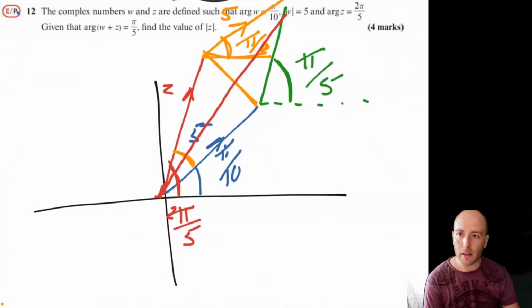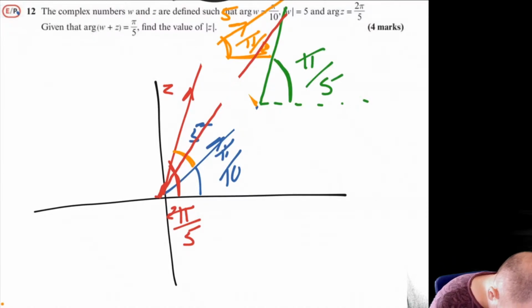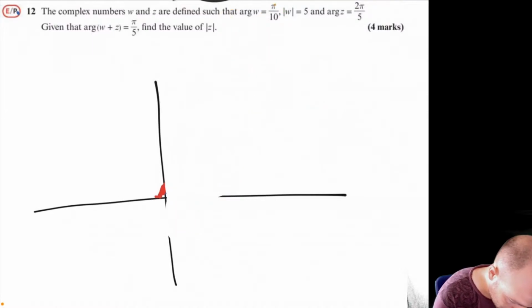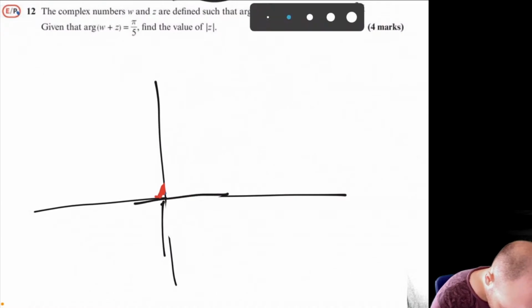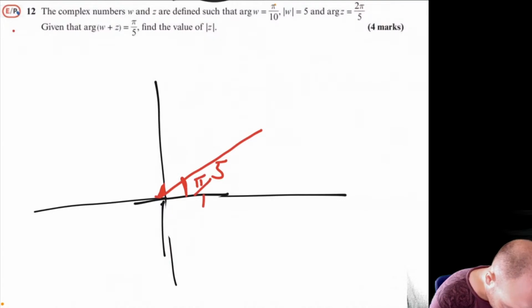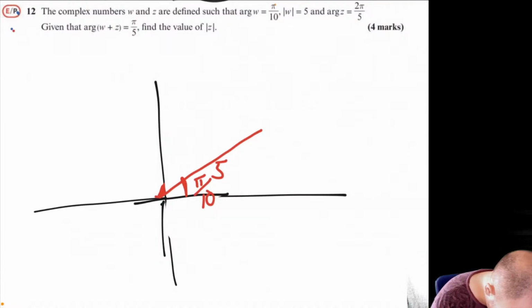Well, I can't find anything, but I think I've drawn too much, basically. Let's draw this diagram again, see if it jumps out. So, W has a magnitude of 5. Let's draw that in here. We know the argument of W is pi by 10. Right, instead of drawing Z coming from the axis, I'm going to draw Z from W. So if I draw Z up here, we're trying to find the magnitude of Z. So that's what we're trying to find.